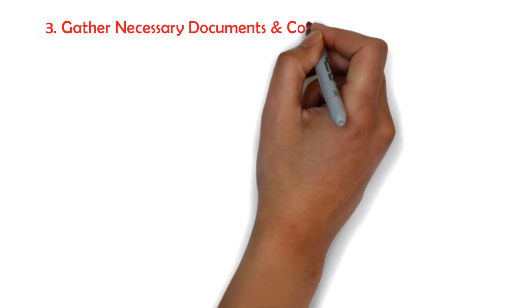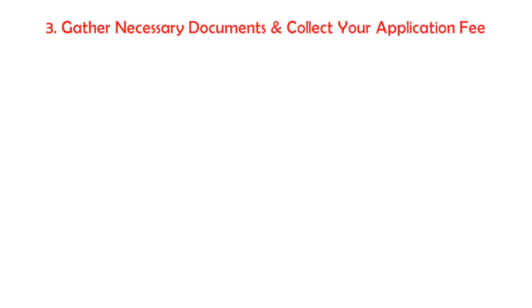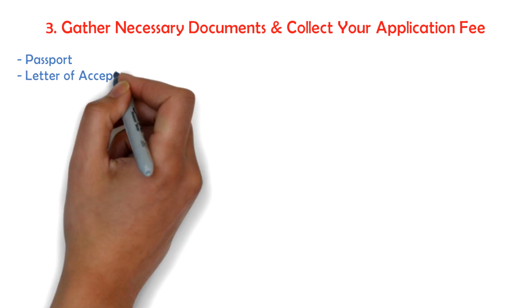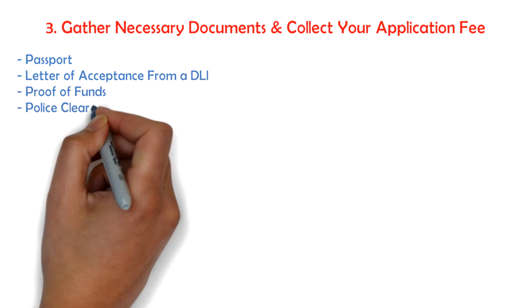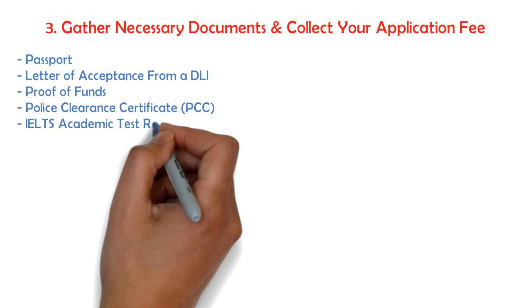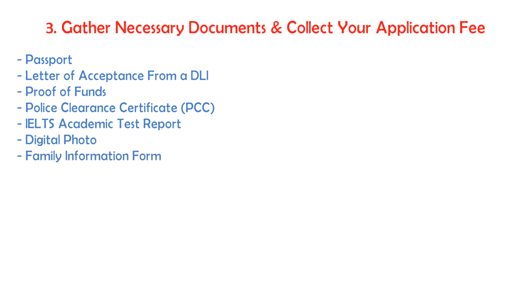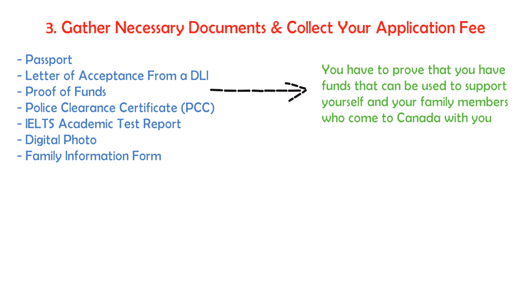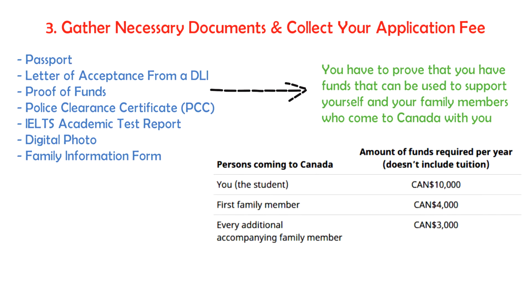The next step would be to gather all your necessary documents and collect your application fee. Your documents would comprise of your passport, your letter of acceptance from a DLI, proof of funds, police clearance certificate or PCC, IELTS academic test report, a digital photo, and a basic family information form. For proof of funds, you basically have to prove that you have a certain amount of funds that can be used to support yourself and your family members who come to Canada with you. Here is the table stating the current proof of funds requirement for a student and every additional accompanying family member.